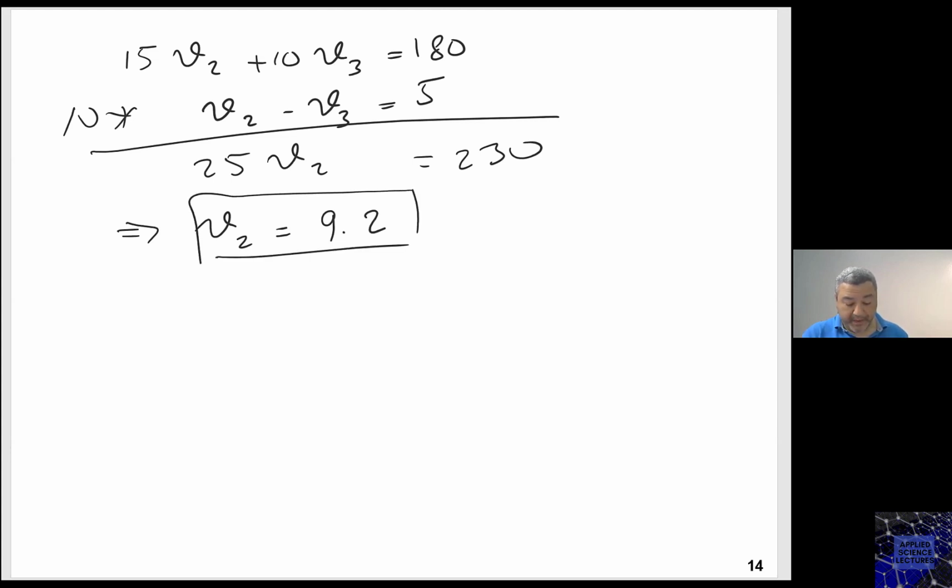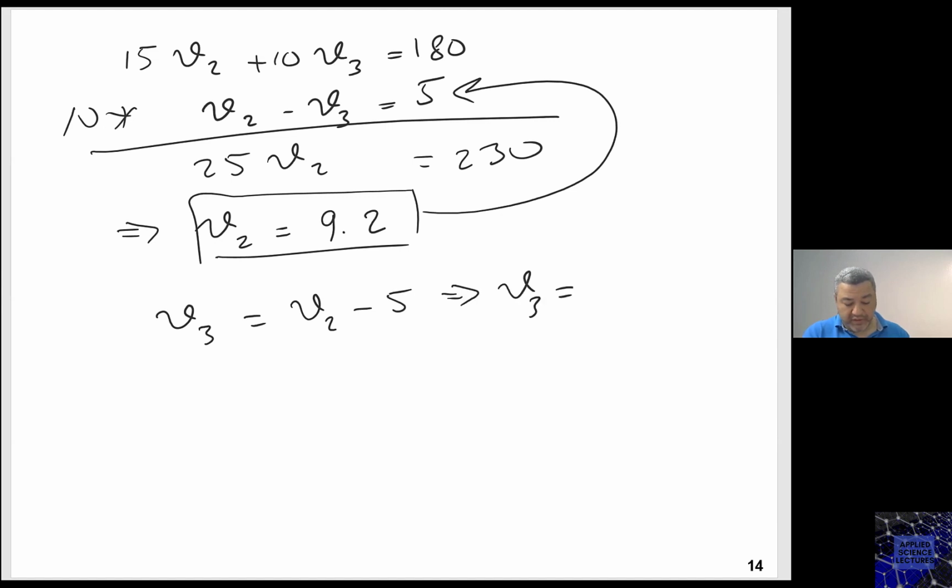Substitute in here. Then V3 is V2 minus 5. V3 is 4.2 volts.